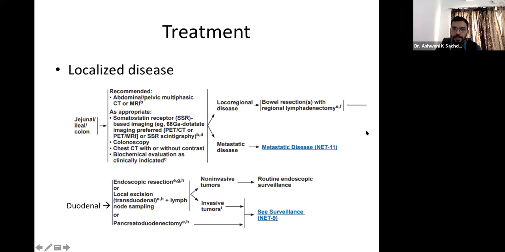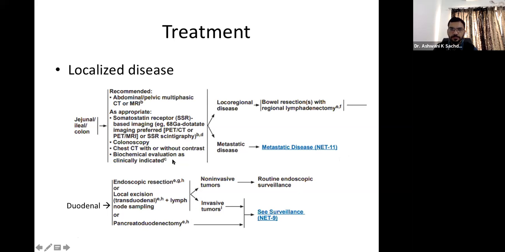So for localized disease, treatment is as follows. For jejunal or ileal tumors, after initial investigation, if it is local regional disease, then bowel resection with regional lymphadenectomy is to be done. And in case of duodenal tumors, endoscopic resection or local transduodenal resection with lymph node sampling, or pancreaticoduodenectomy, is the preferred initial treatment.